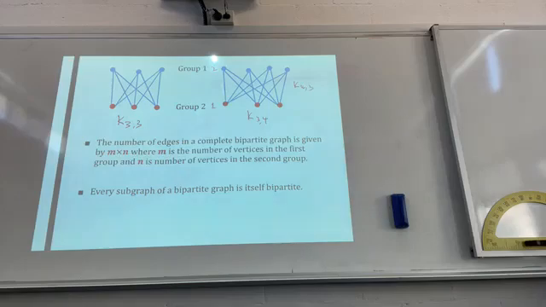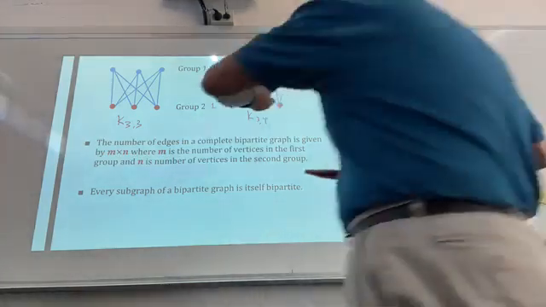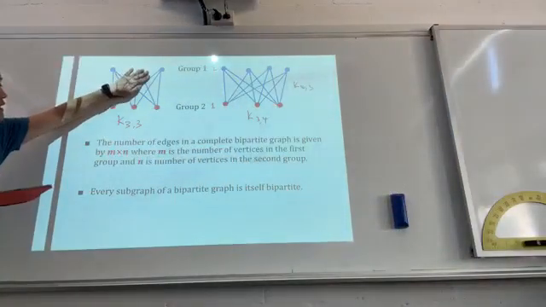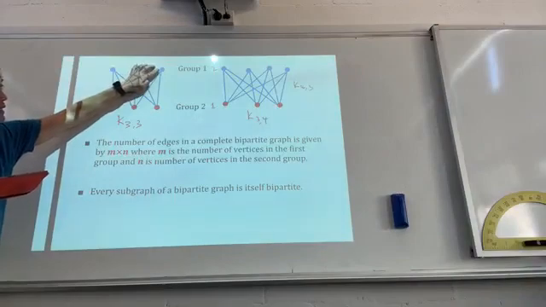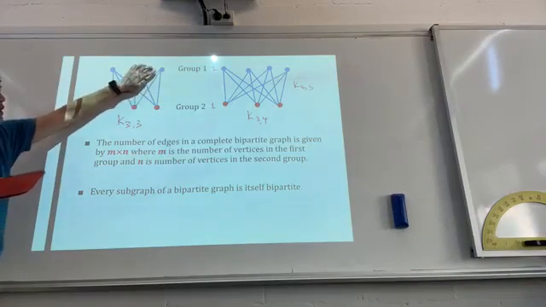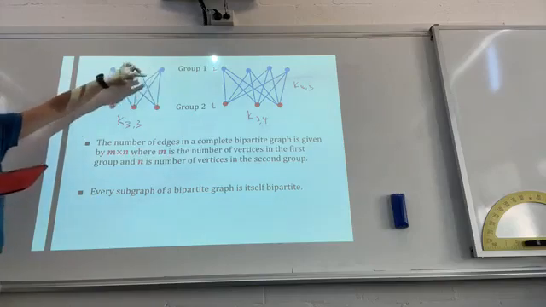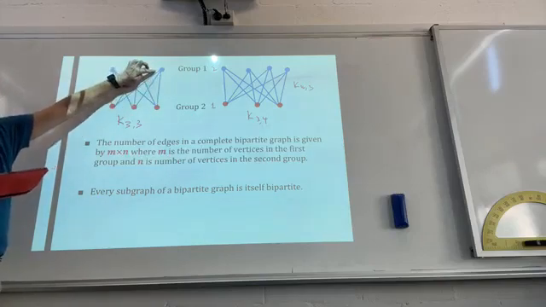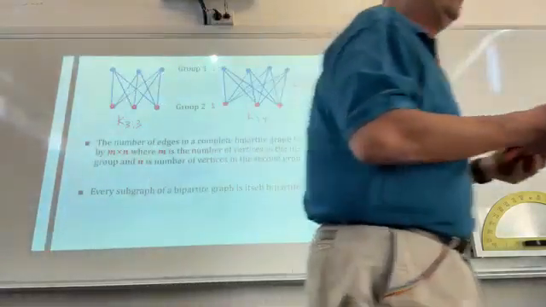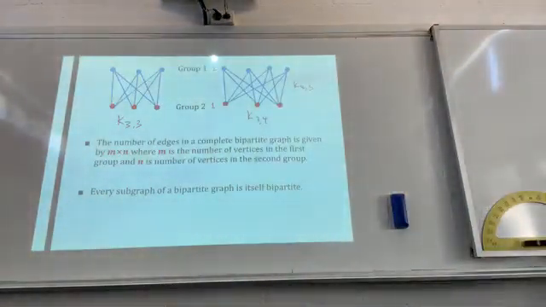So if you take some bits out, if you forget about, let's say, this part, you're going to look at 1 and 2 red dots, you can see that it is actually a complete bipartite graph. All right? That is connected to that, that's connected to that. So there's a subgraph. Every subgraph of a bipartite graph is itself bipartite.